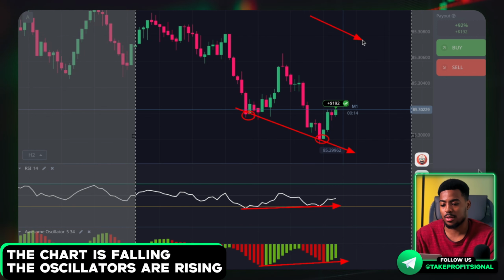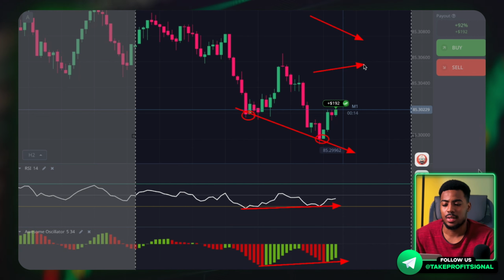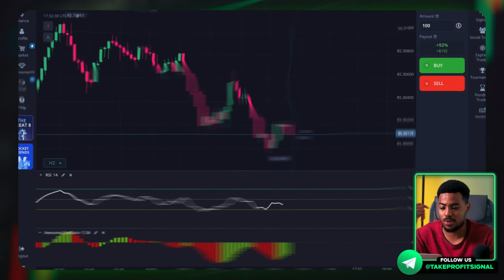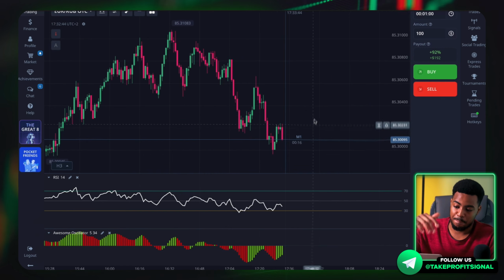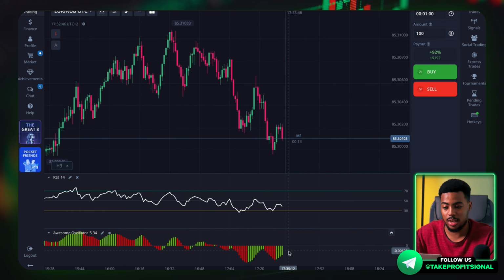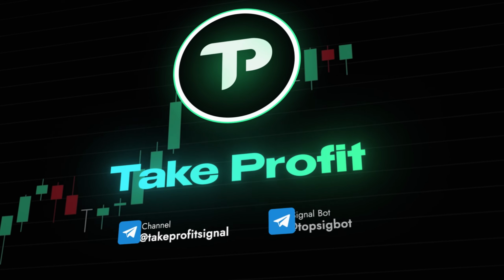It turns out that the chart is falling while the oscillators are going up. This is the divergence, as the price will always follow the oscillators. So we open a position on the upside, I mean in the direction where the oscillators are moving.